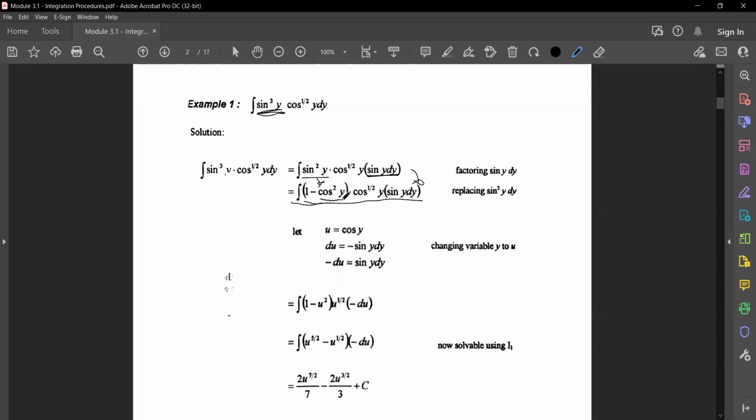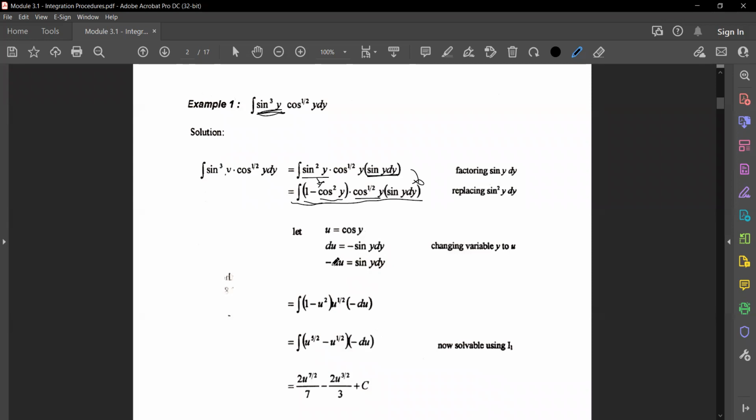Ito, cosine y and cosine y. So yung exponent natin will still remain. And then for u here is cosine y. Ito na yung let natin. And then for the du, that's the derivative of cosine y. So we have negative sine y dy. Okay. And then transpose natin.